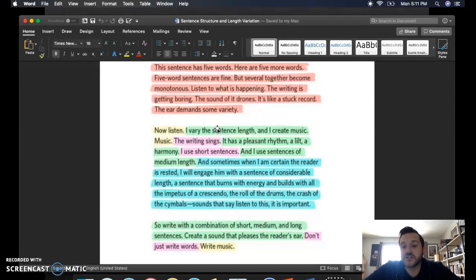So write with a combination of short, medium, and long sentences. Create a sound that pleases the reader's ear. Don't just write words, write music.